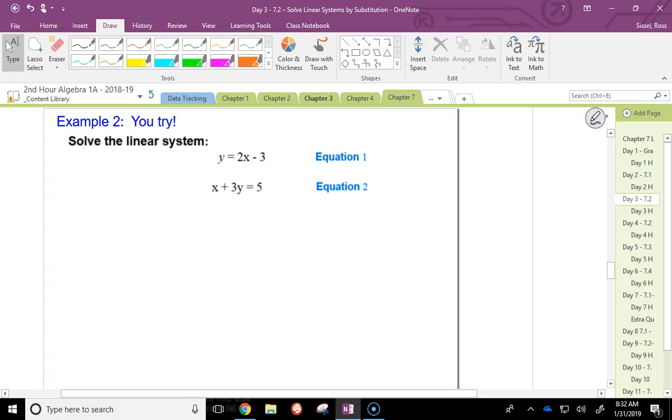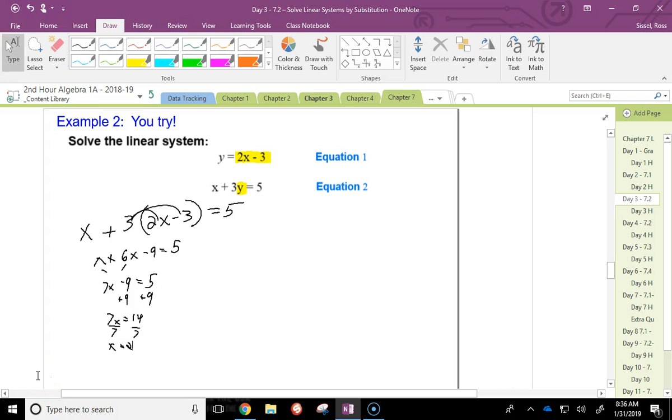My first step is I have to solve for either x or y. When I do that the first time, it's going to equal the variable. So when I look at this one, I'm going to see y equals 2x minus 3. Since y is alone, I'm going to use that. So we should be substituting in x plus 3 times y. Y was 2x minus 3. And it equals 5. Go ahead and solve for x, and then substitute it in for y.